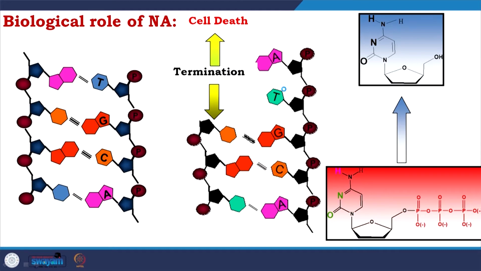Here we just removed a hydroxyl group from a nucleoside, and that small change leads to DNA termination, followed by cell death. One hydroxyl group, the death of a cell, the stopping of a life. That is what I call drug designing. So, this is a nucleoside analog, and that is their critical role in biology.